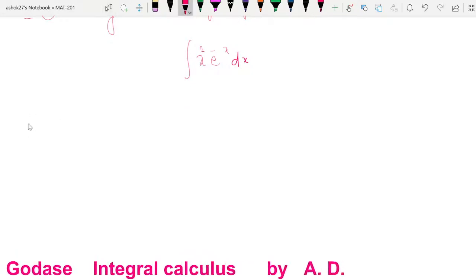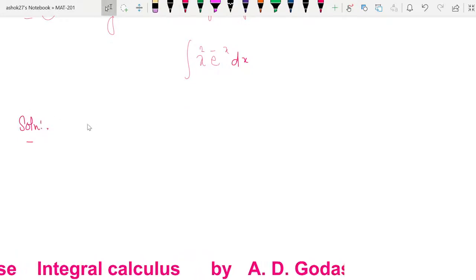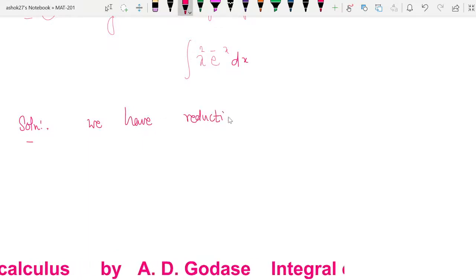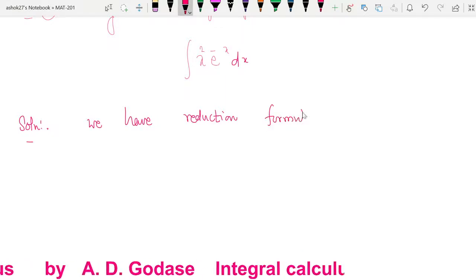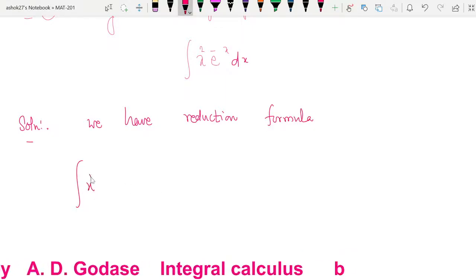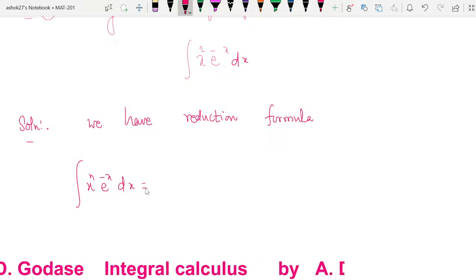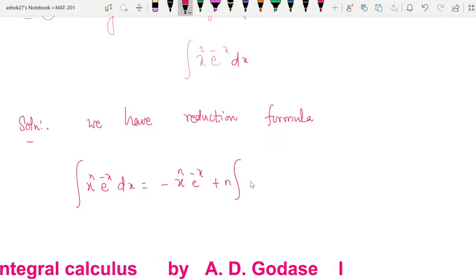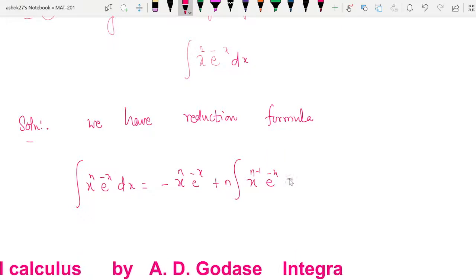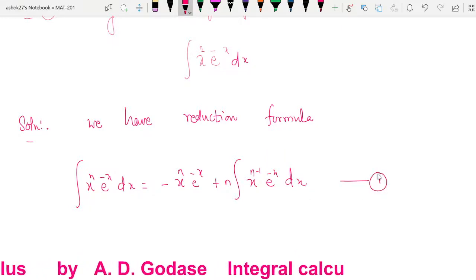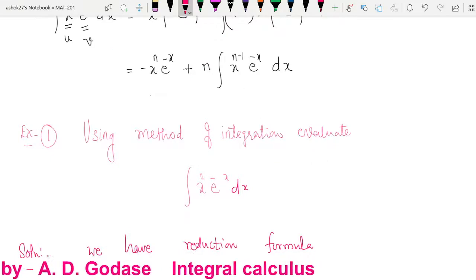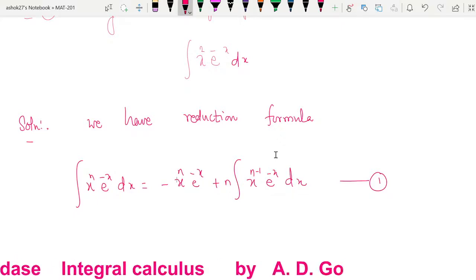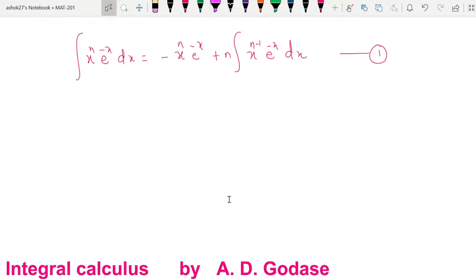Very simple. So solution, we have reduction formula, that is reduction formula 4, that is integration of x raised to n e raised to minus x dx equal to minus x raised to n e raised to minus x plus n times integration of x raised to n minus 1 e raised to minus x dx. So you can call it equation number 1. So this is reduction formula 4, which we have just written here. You can use this reduction formula. It is just an illustrative example on this reduction formula number 4.